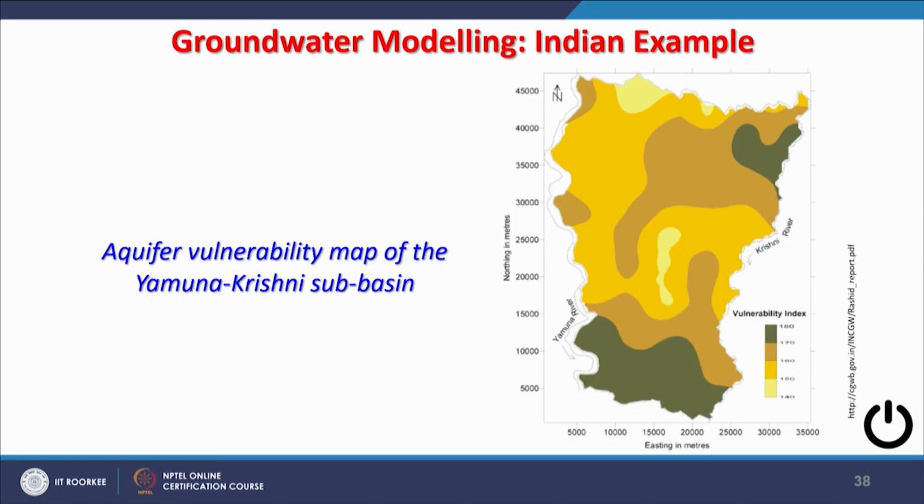And the aquifer vulnerability map of the Yamuna Krishni sub-basin, the same basin which I showed in the previous slide, is also there. So, a vulnerability index can also be estimated out of these groundwater models, as shown here. This aquifer vulnerability map shows which are the most vulnerable areas and which are the less vulnerable areas.